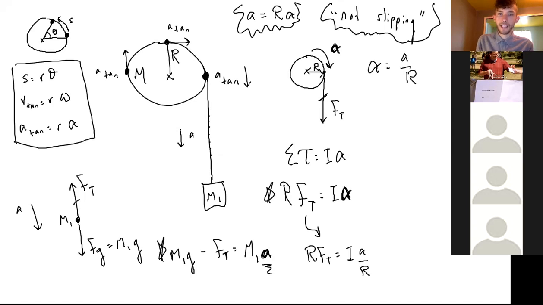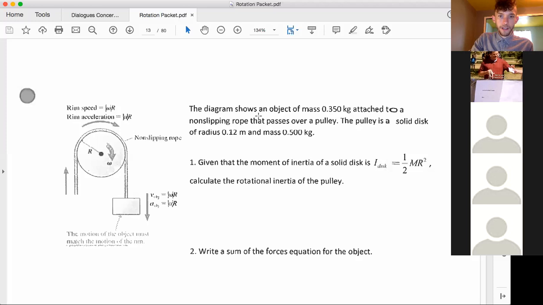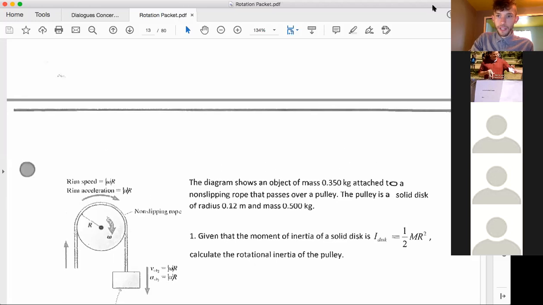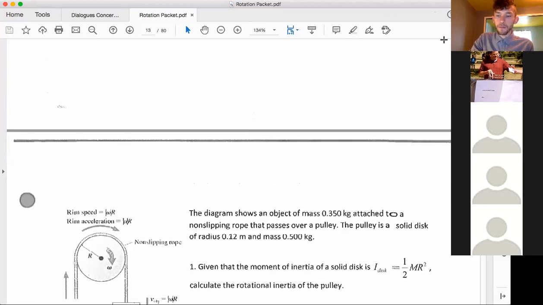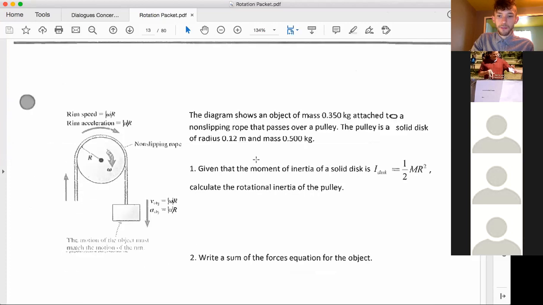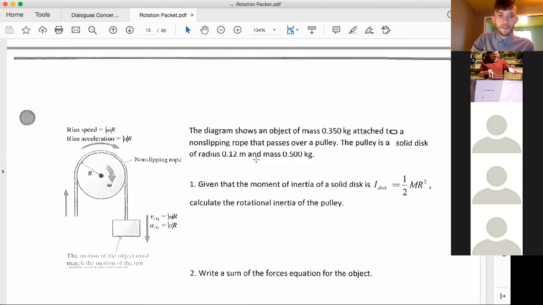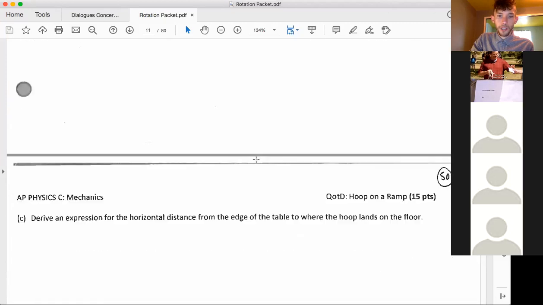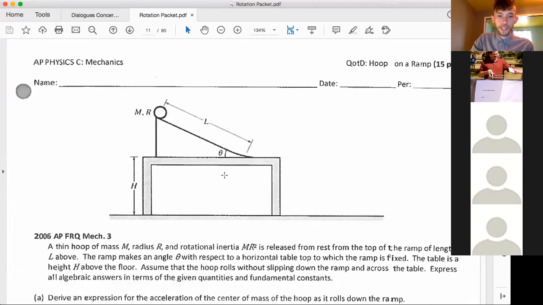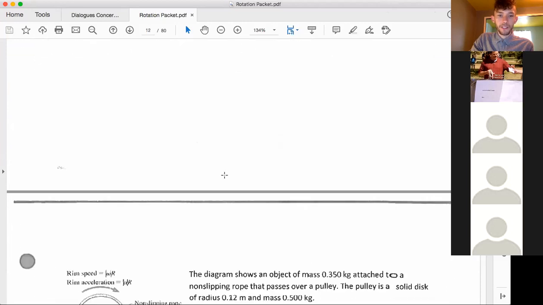So let me pull up the packet on my screen, if that is okay. I know that the page numbers in the top corner of the packet are not super great. Some of them don't show up, but if you can go through and find any problems that deal with torque, any problems that don't have objects rolling down inclines, basically you guys are able to do.